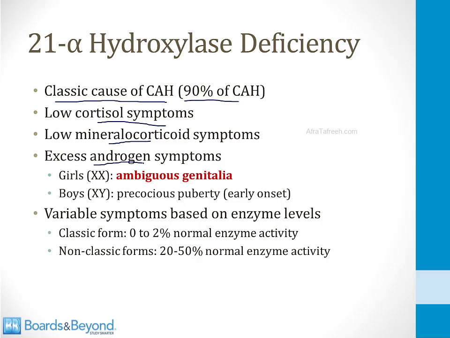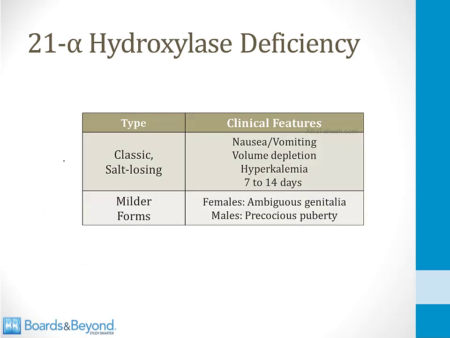So remember, if it's a girl child with two X chromosomes, that can lead to ambiguous genitalia. If it's a boy, that can lead to early onset or precocious puberty. Now in real life, there are variable symptoms based on enzyme levels. There's a classic form where these children are severely deficient in 21-alpha hydroxylase. There are also non-classic forms where children have up to 50% of the normal enzyme activity. You can read about all the different subtypes of this disorder in your textbooks, but you don't need to know all that for step one. You just need to know the underlying physiology.